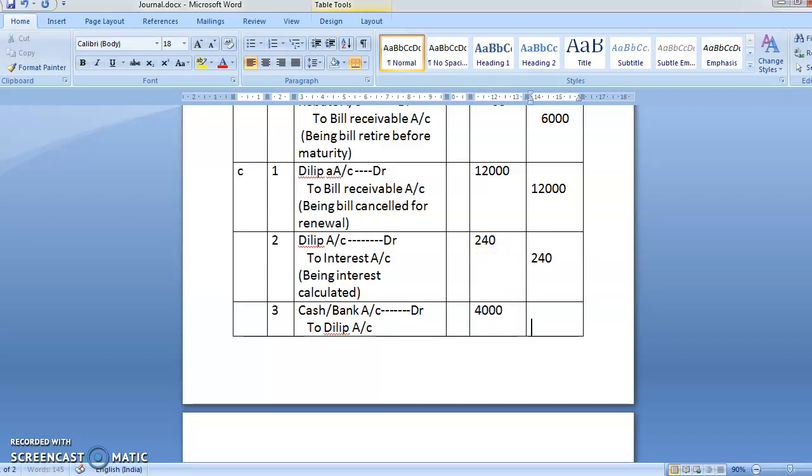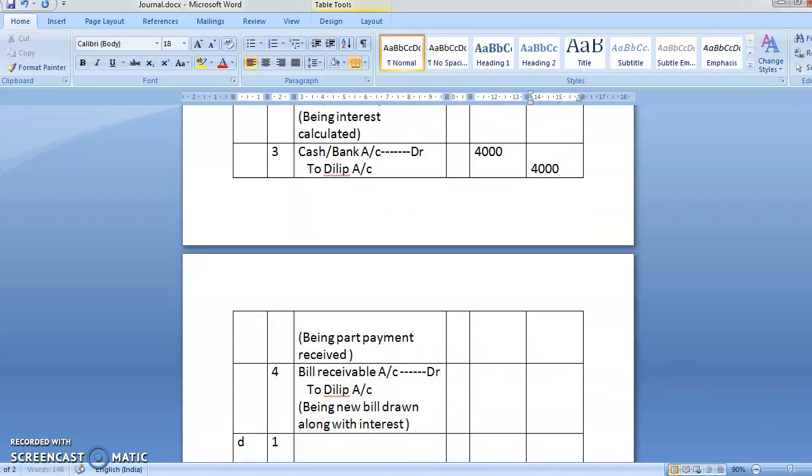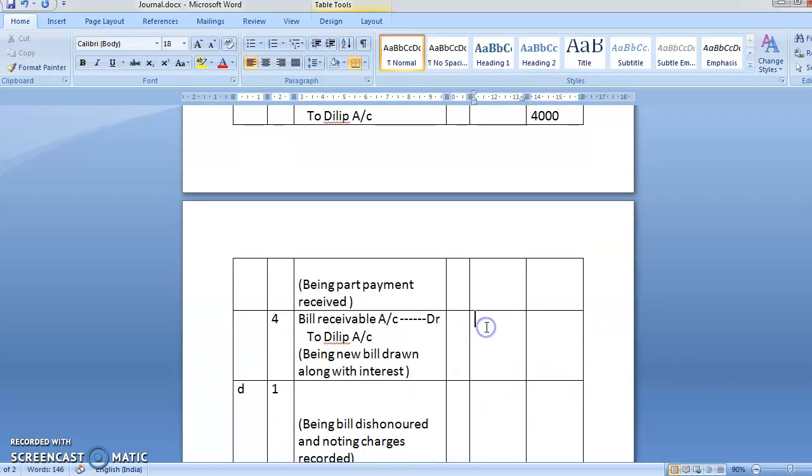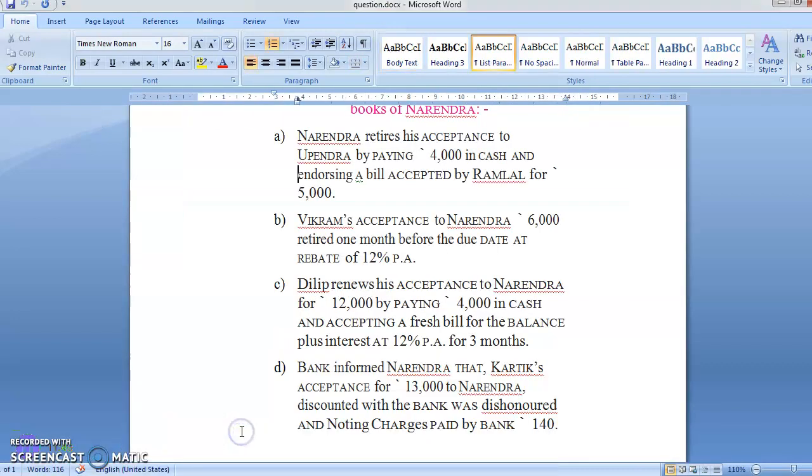बिकॉज आपको मैंने जब प्रॉब्लम रीड किया था तभी बोला था interest is along with the new bill. So the new bill is 8,240 with interest. Okay students, again देखो अगर आपको read करना you can understand it. दिलीप accepts a bill by paying 4,000 in cash and accepting a bill for the balance plus interest. See, in balance plus interest, so interest is going in the new bill. Understood it students?